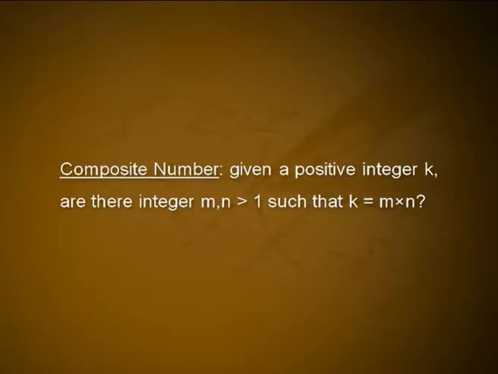Composite number problem. Given a positive integer k, are there integers m and n greater than 1 such that k is equal to m times n? If any polynomial time algorithm can be designed to test primality, then the problem would be in P, but such an algorithm has not been found. However, there is a polynomial time algorithm for solving the composite number problem when k is not a prime number.